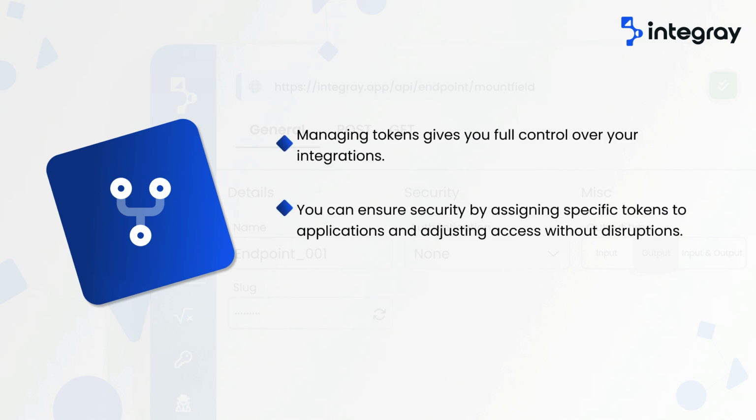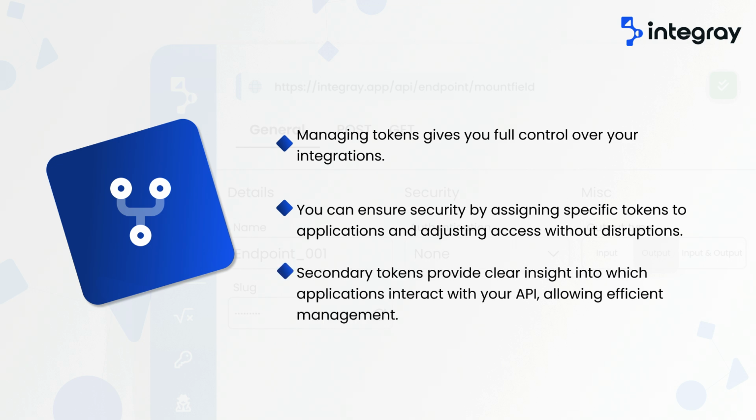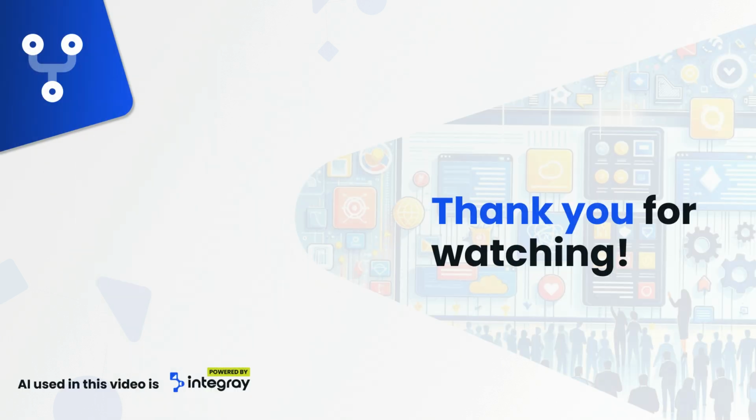You can ensure security by assigning specific tokens to applications and easily adjust access without causing disruptions. With secondary tokens for each app, you'll always have clear insight into which applications are interacting with your API, and that covers the basics of endpoints and tokens.